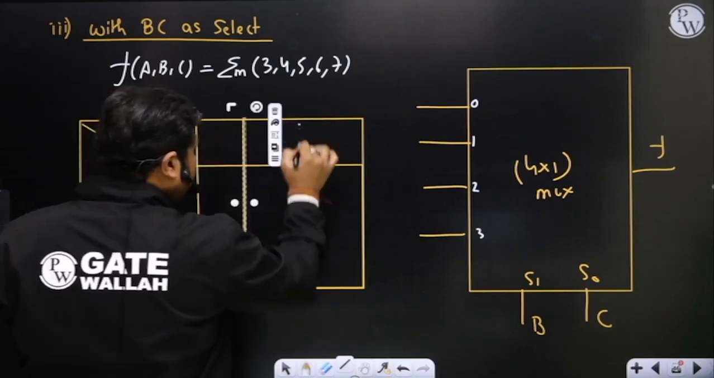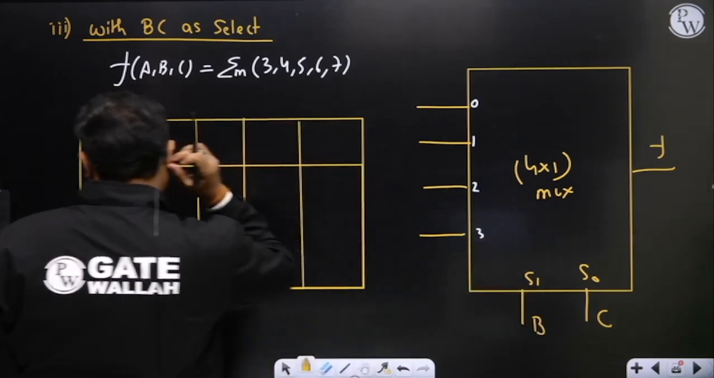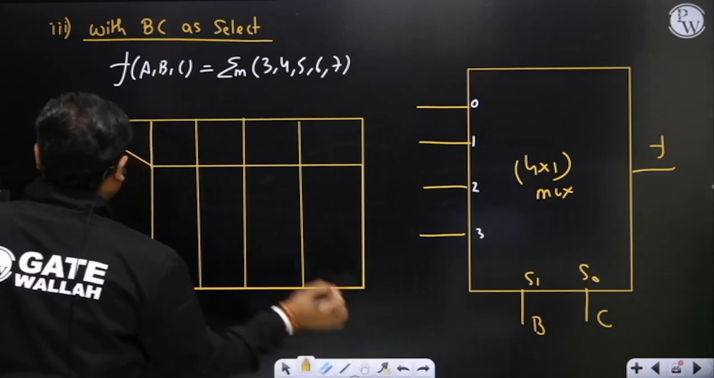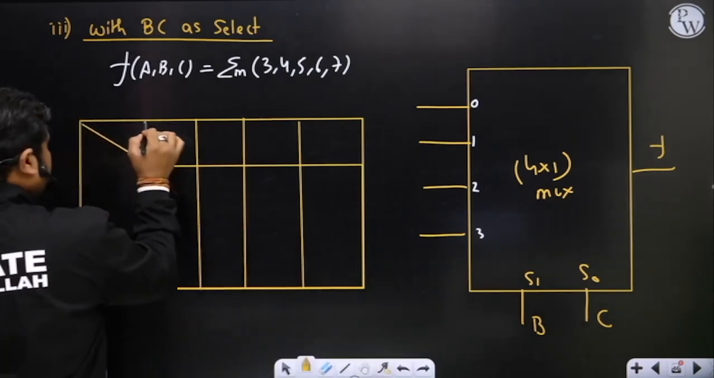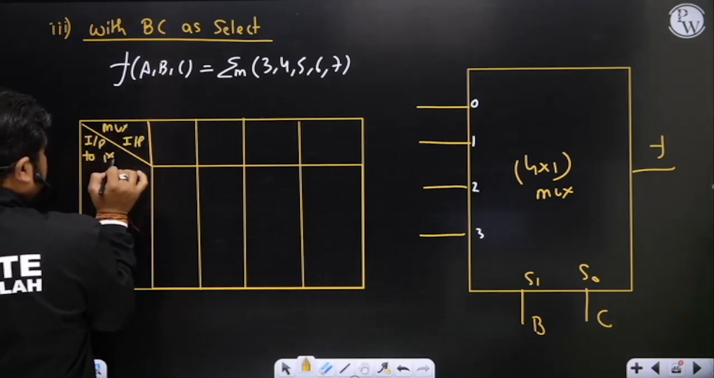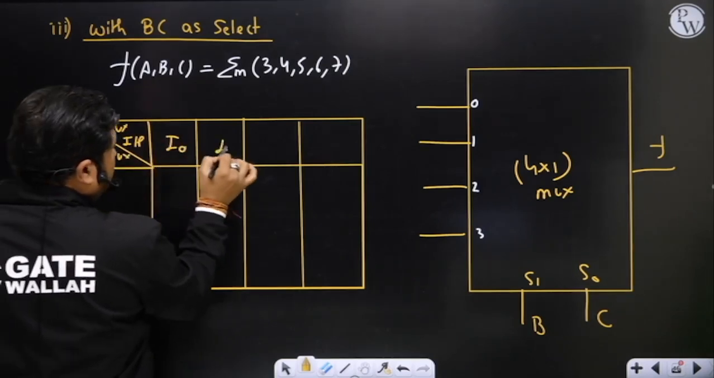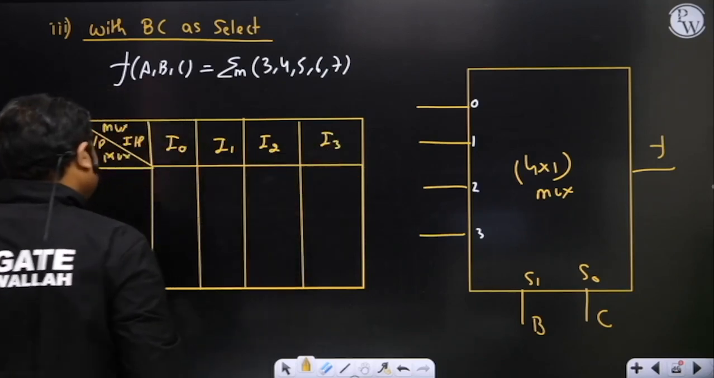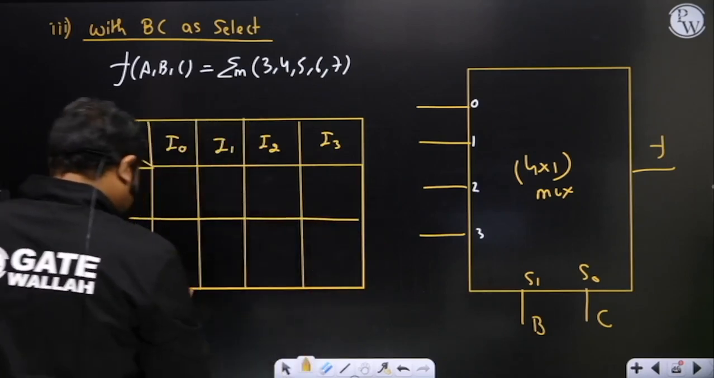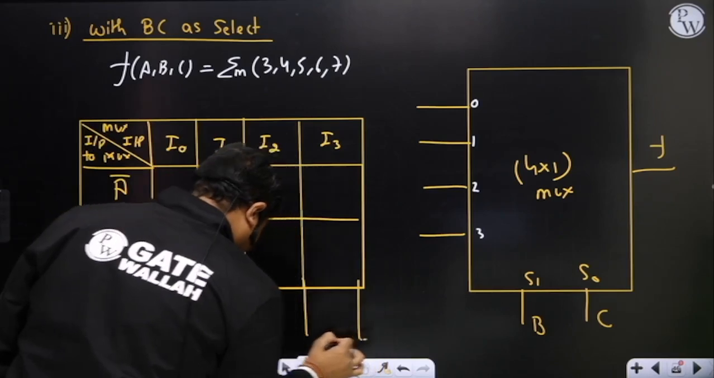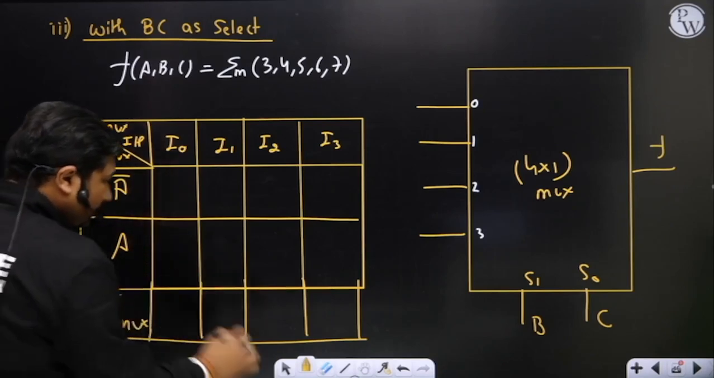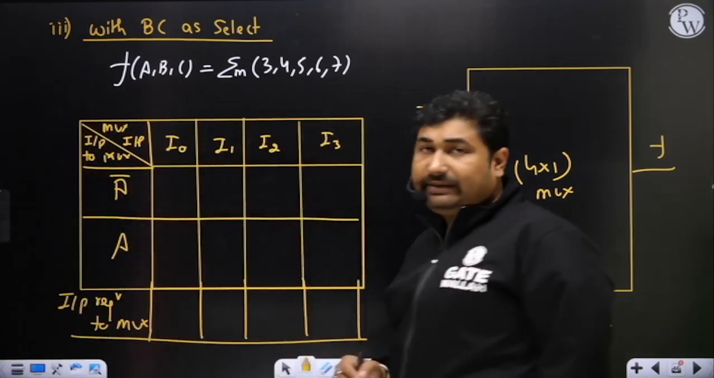I0, I1, I2, I3. This will be your mux input. The mux input is I0, I1, I2, I3, and the input to mux is A bar and A. Now please see, I am interested to identify the input required to mux in order to get our desired function. So A bar and A.